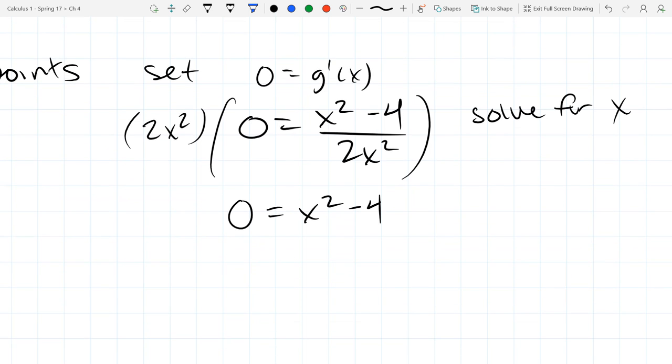So how do we solve this here? You could complete the square, you could factor, or you can go quadratic formula. Or you could add 4 to the other side, square root. There's four or five ways to do this. So plus minus 2 is what you get, which you can go x minus 2, x plus 2.